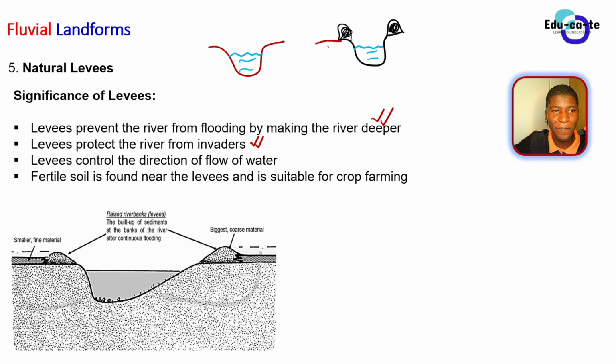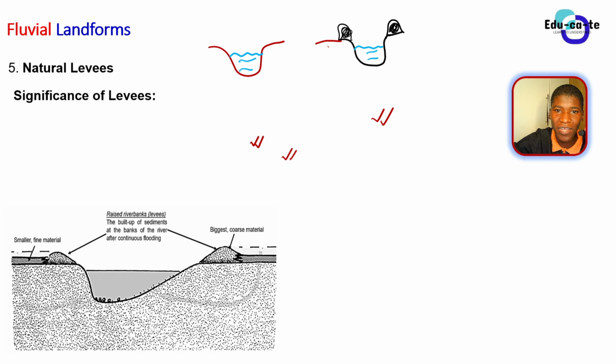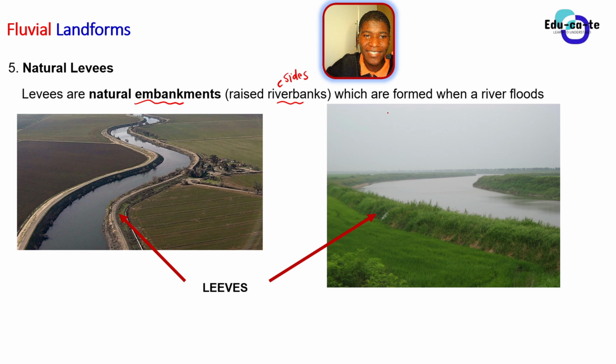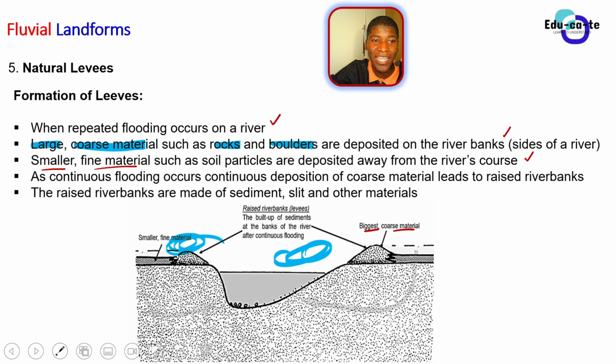So basically here, the levees also control the direction of flow of water. The water can never flow in any other direction. For example, let's say this is the river. The river's water is flowing in this direction. So it is impossible for you to find the water flowing sideways or something, because there are these raised river banks, or these natural levees, that are preventing the water from taking any other direction. So they control the direction of the river.